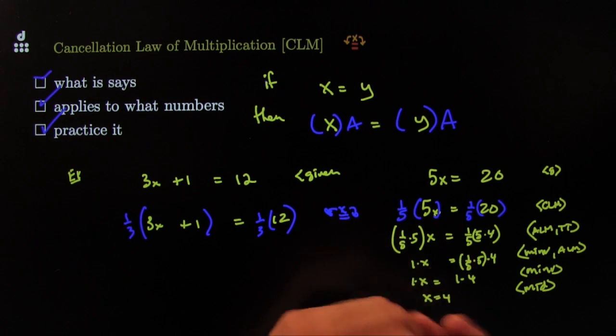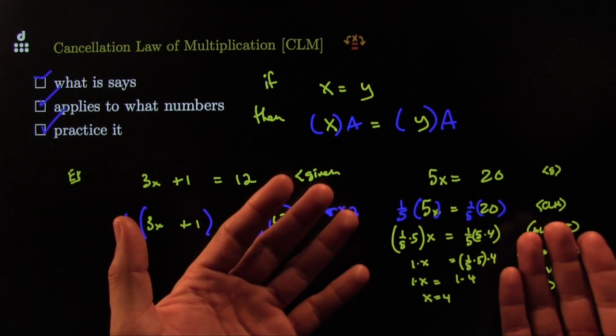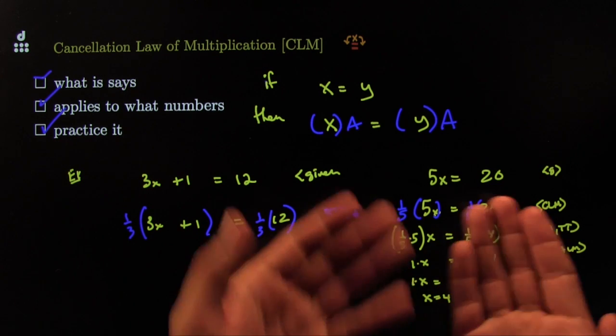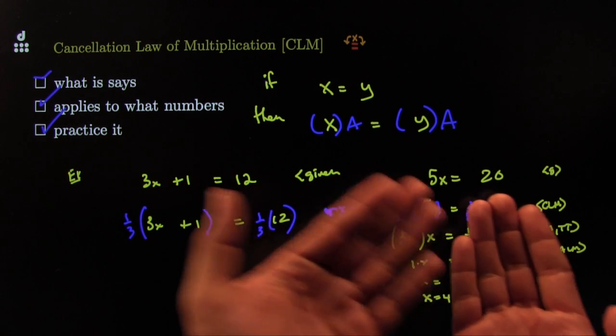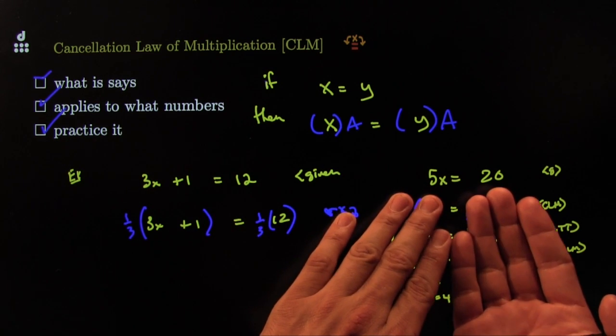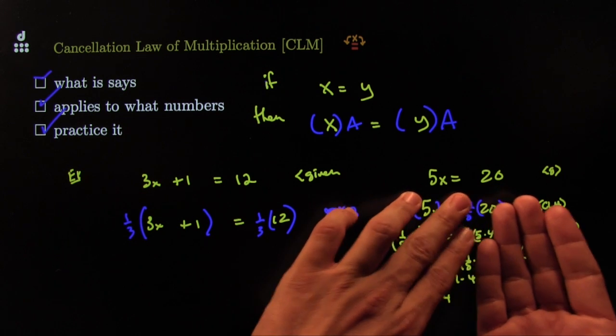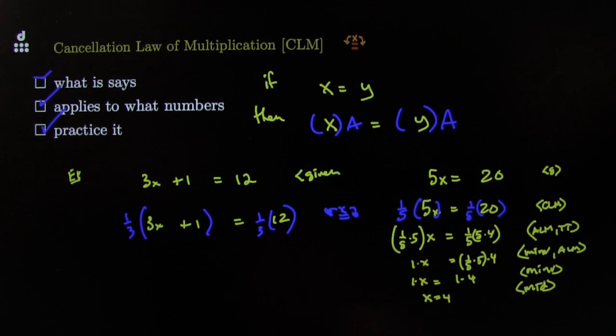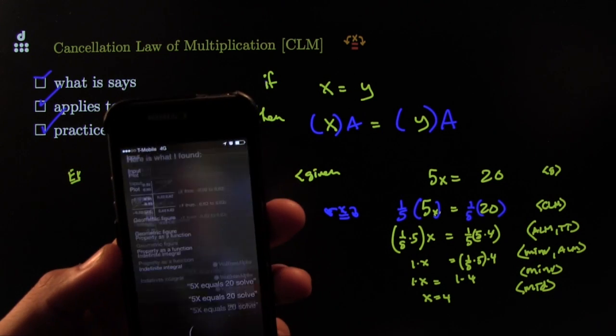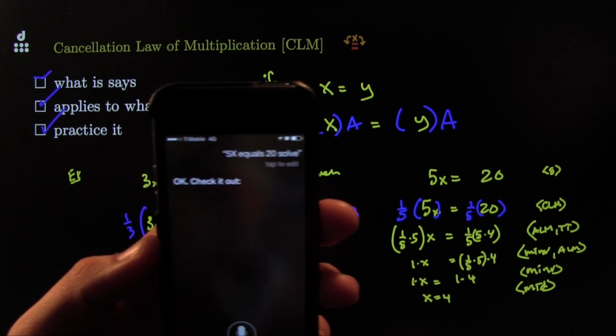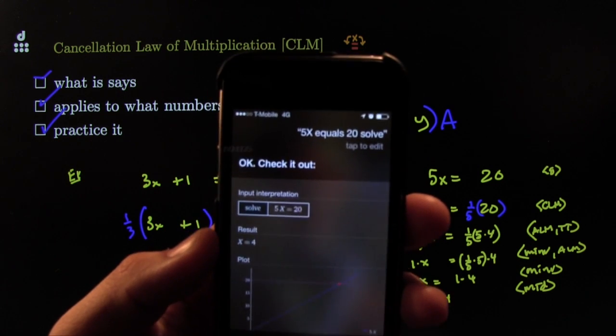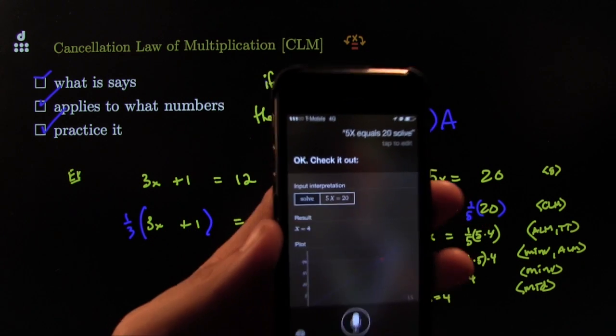Not only do I have the answer, class will never be about the answer. If I really just wanted the answer, I'd ask Siri. I bet you Siri knows how to figure this out. I'd say, Siri, solve 5 times x equals 20. And I bet you Siri would solve it for me. 5x equals 20. Solve. Let me think. Okay, check it out. I told you. See?